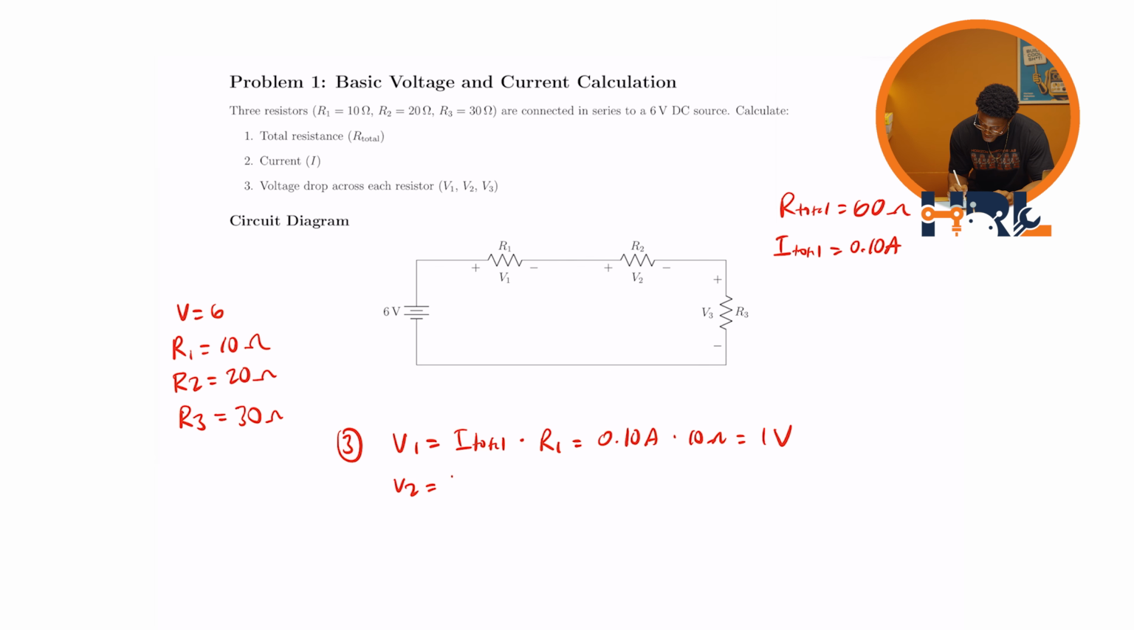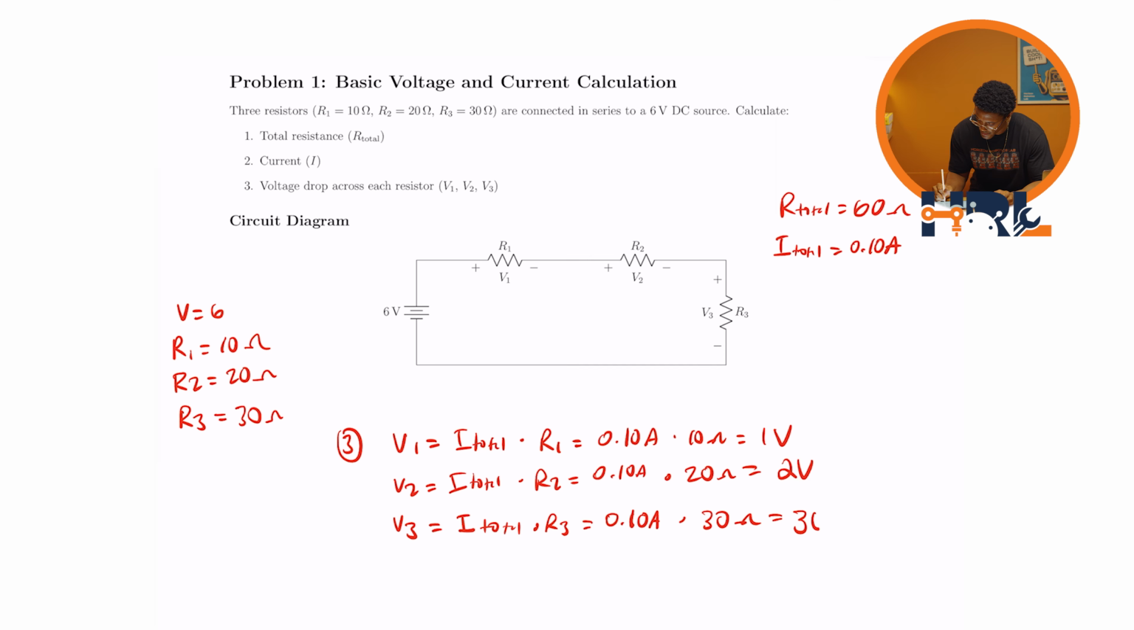V2, the voltage drop through resistor 2, is equal to I total times R2, 0.1 times 20 ohms, and that is 2 volts. Now, finally, V3 is equal to I total times R3, which is 0.1 amps times 30 ohms. And that is 3 volts.